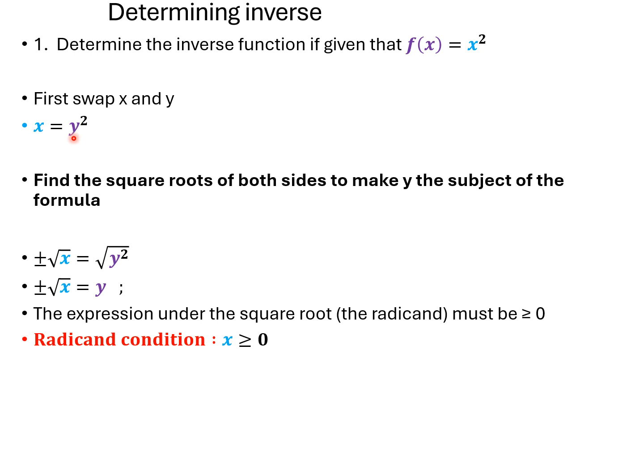Then I have to make y the subject of the formula. So I'm going to take the square root on both sides. Remember, the square root of x will be plus or minus, right? And therefore we have y equals plus or minus the square root of x.